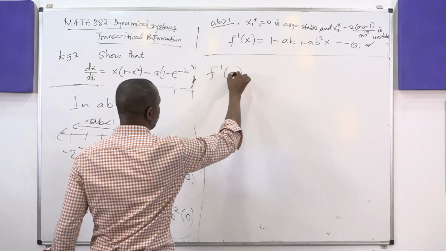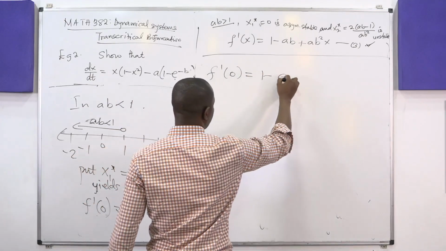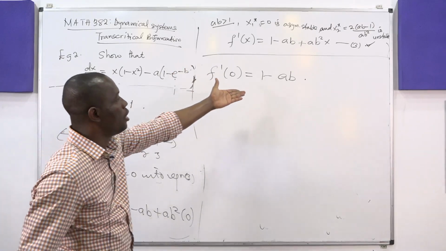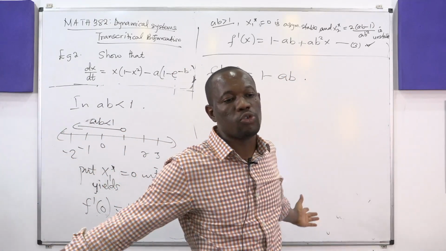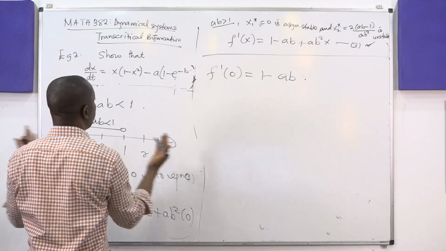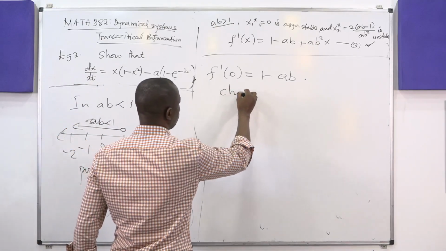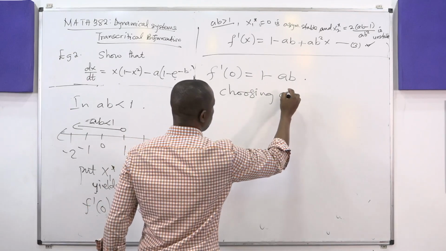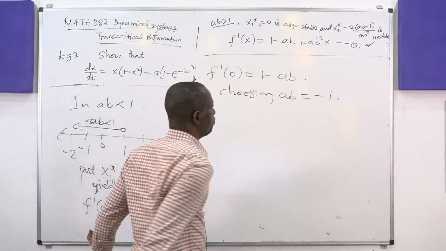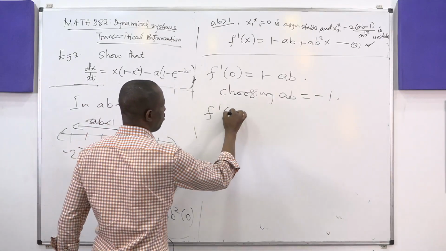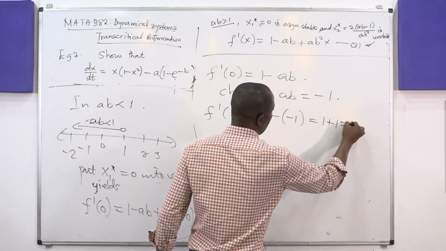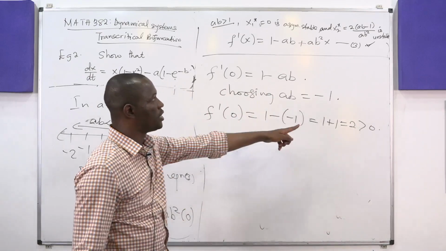F prime at 0 is what? 1 minus AB. You get it? But we are in a region where AB is less than 1. So any number less than 1: 0, minus 1, minus 2, minus 3. Simple, I can pick 0. 0 is less than 1. Have you seen it? So choosing AB equals 0, or maybe minus 1, F prime at 0 is what? 1 minus 1. Again greater than 0. Have you seen it?